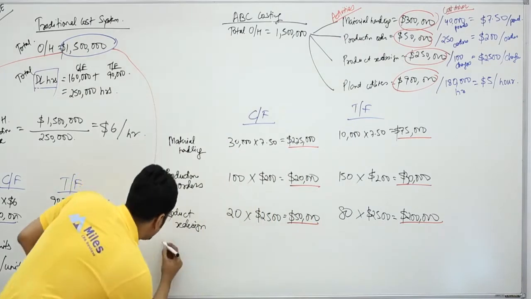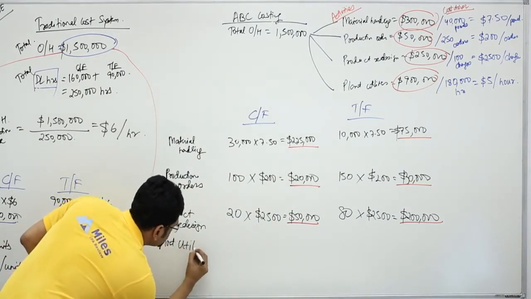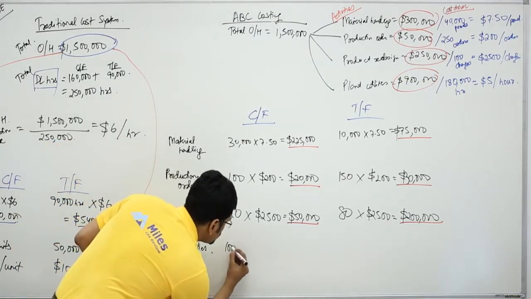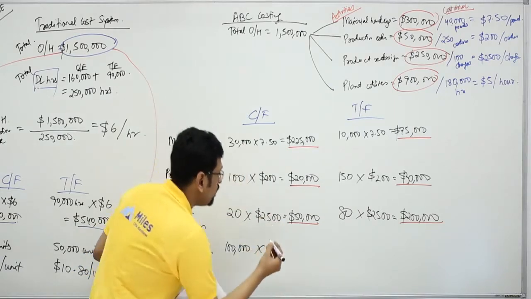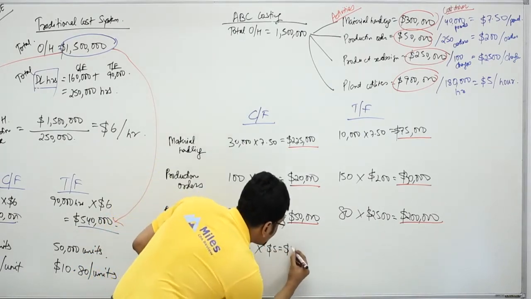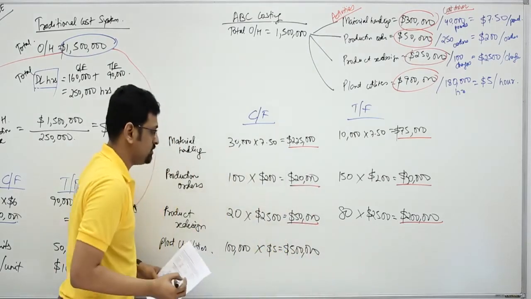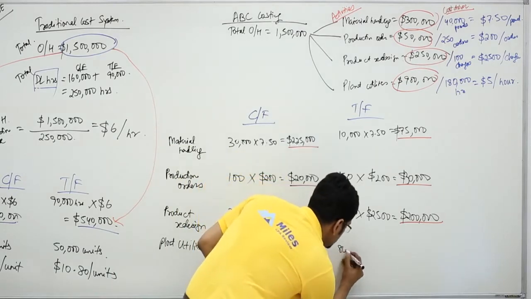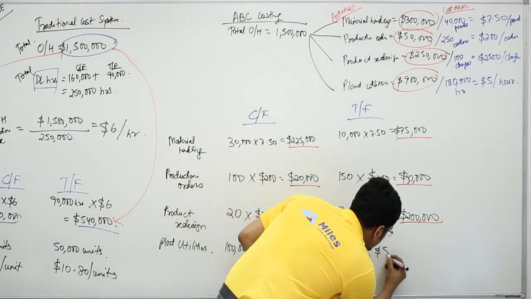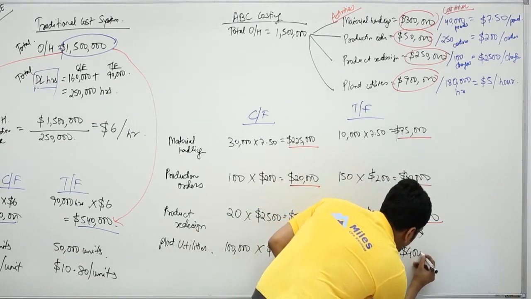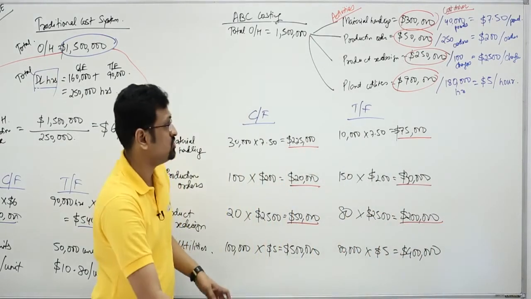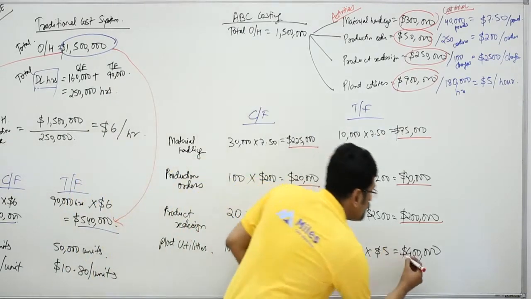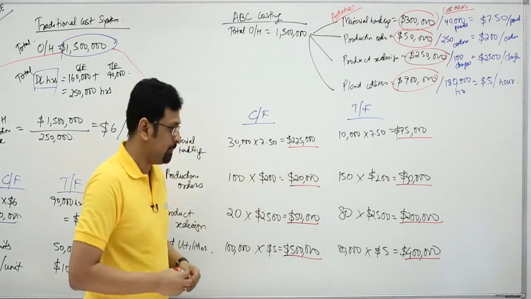So looking at plant utilities, for ceiling fan, we have 100,000 machine hours into $5 per hour. That gives us $500,000 going to ceiling fans. For table fans, you have 80,000 machine hours and $5 per hour. That's $400,000 being allocated to table fans. So $900,000 here gets allocated $500,000 for ceiling fan and $400,000 for table fan.